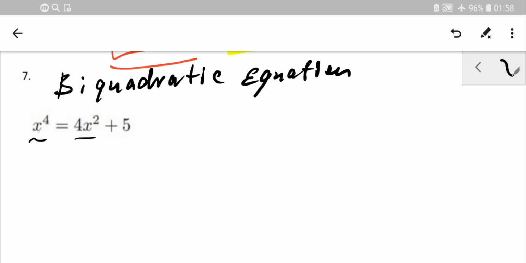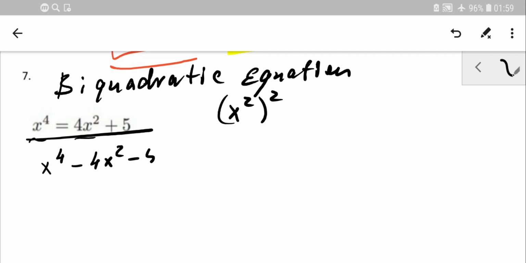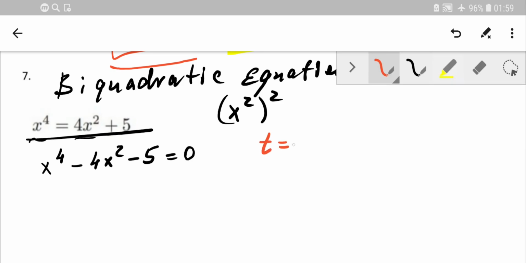Because we have x to the power 4, which is actually x squared and squared again. So let's see how it works. Normally you don't need to panic. You just simply transfer everything to the left hand side and try to see the structure. So you're just simply saying, what if I have t equals x squared? In this case, instead of x to the 4, you just simply have t squared and squared, which is t to the 4.